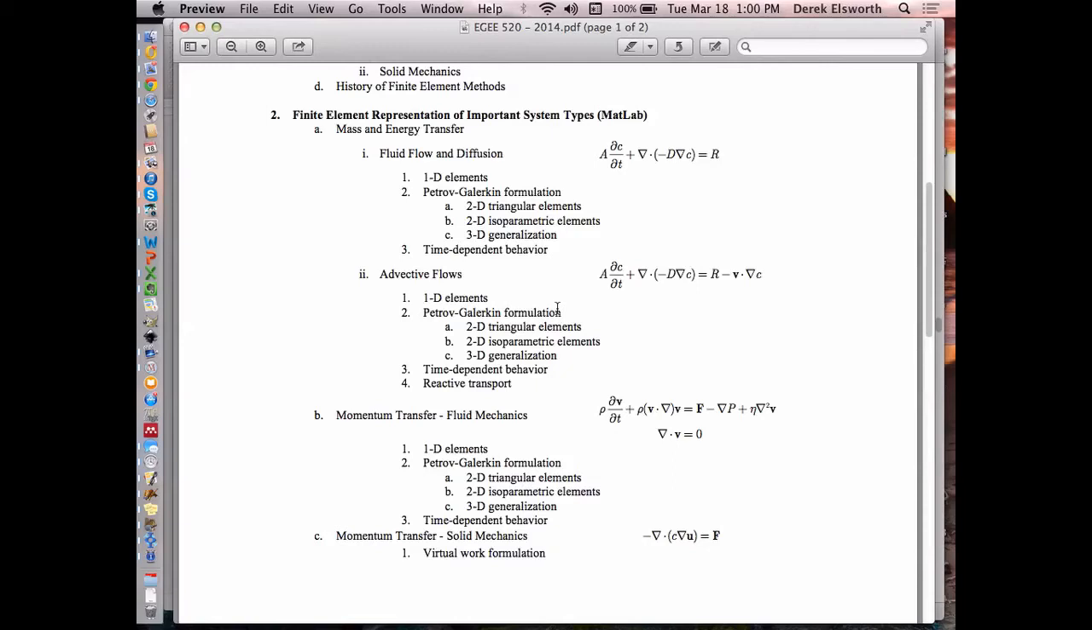And so what we've been attempting to do is to steadily work through the different classes of physical problems that can be described by PDEs.